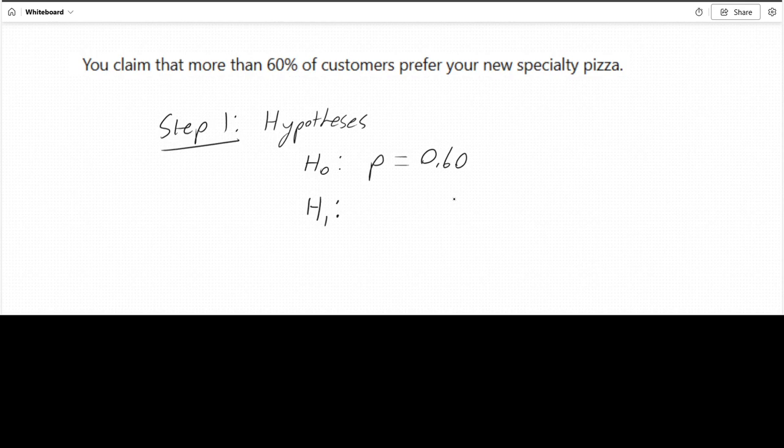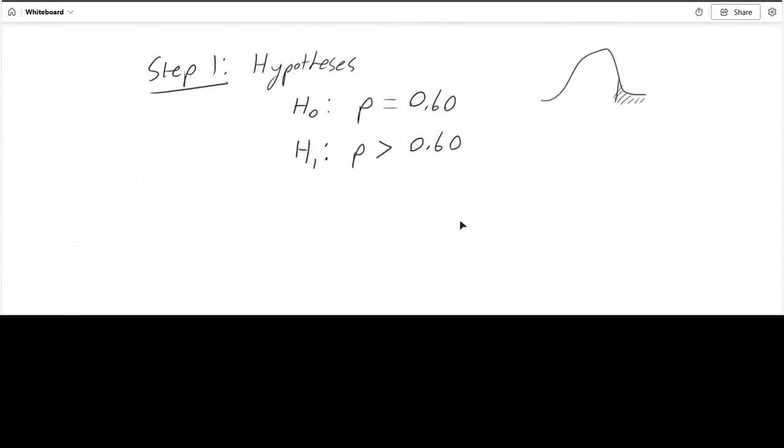Now we're testing that more than 60% of customers prefer a new specialty pizza. So this is going to be a one-tailed hypothesis test, where we're looking at the upper edge of our statistical distribution. So we're going to say that we're testing if P is greater than 0.60. If people enjoy this pizza way more than average. Because I have confidence in our shrimp and corn pizza. Why not?